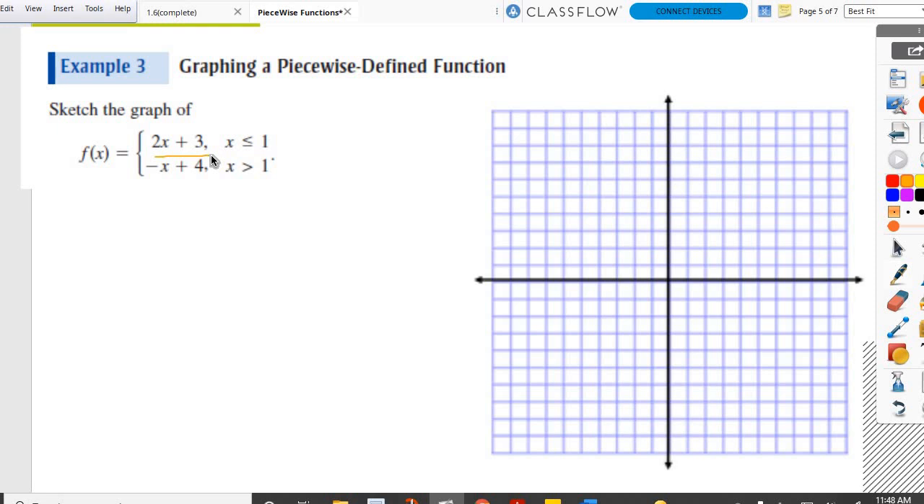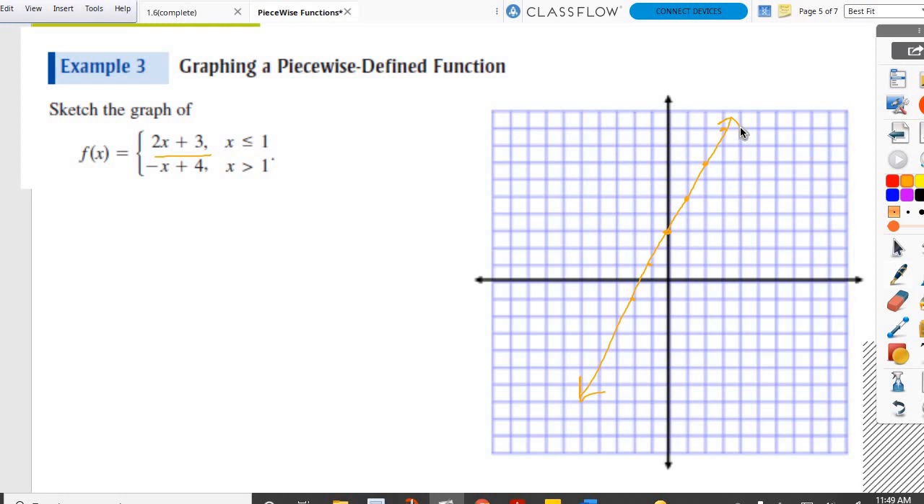2x plus 3, 2 is the slope and 3 is the y-intercept. Oh, I remember. Way to go. That's like algebra. I've got y equals mx plus b. Yeah, let me have my moment, Shelby. Jeez.